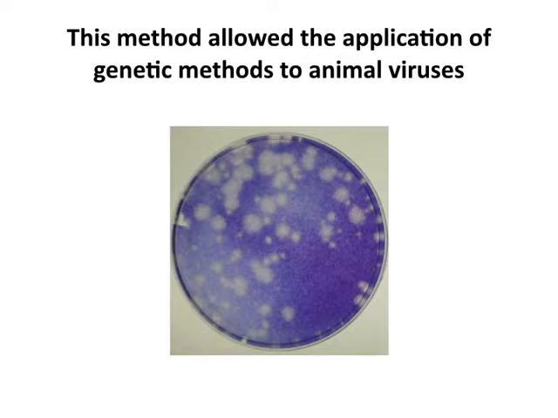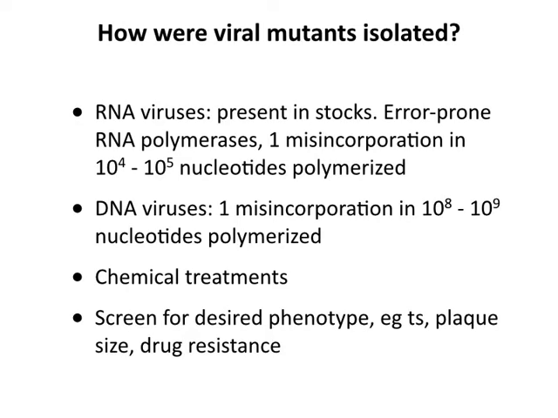The plaque assay allowed us to do genetics with animal viruses because we could then pick individual clones of viruses that were genetically pure, or at least we thought so, and work with them. If we didn't have this technique, it would have been very hard to do genetics. We talked about that last time.